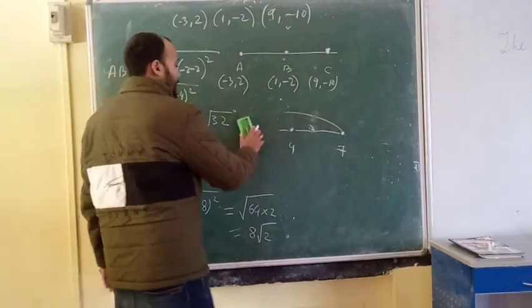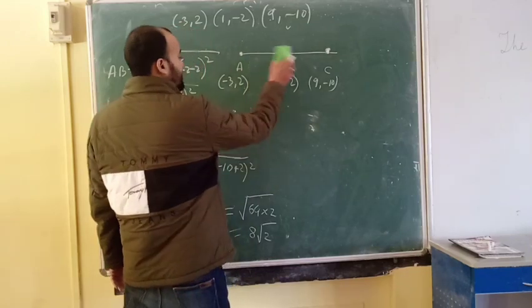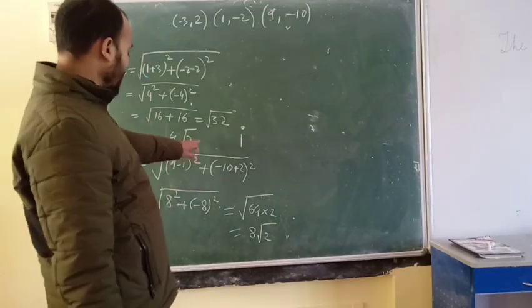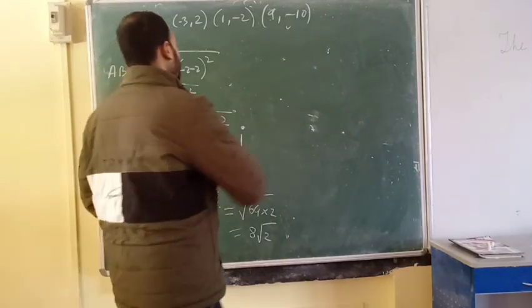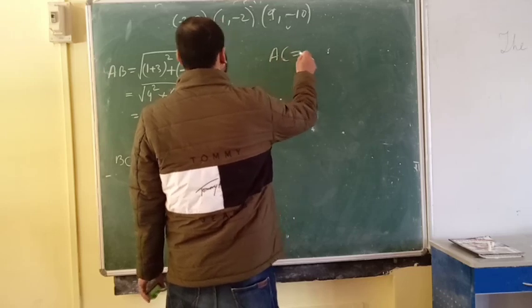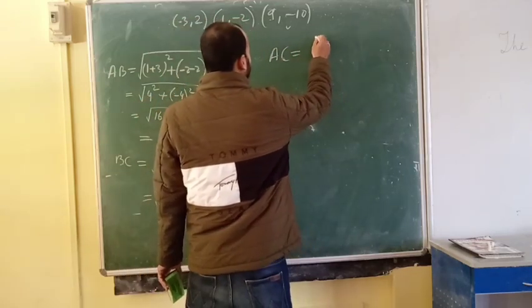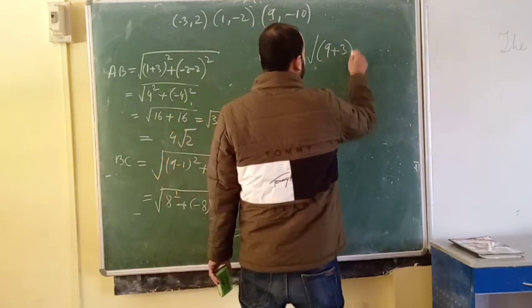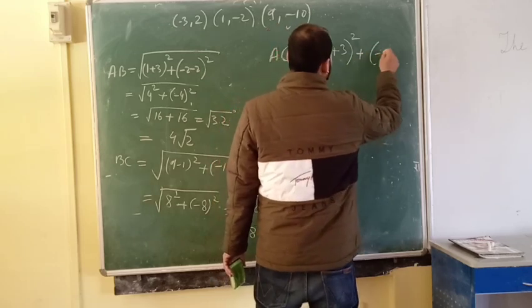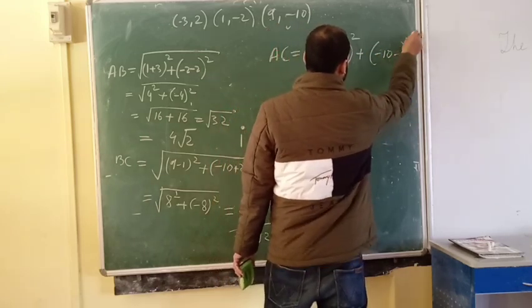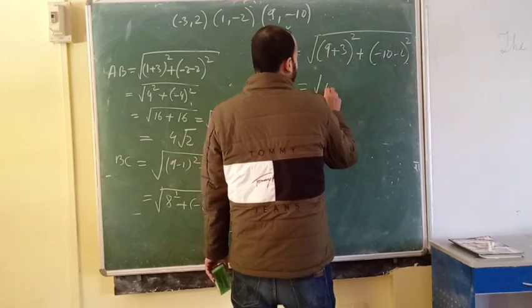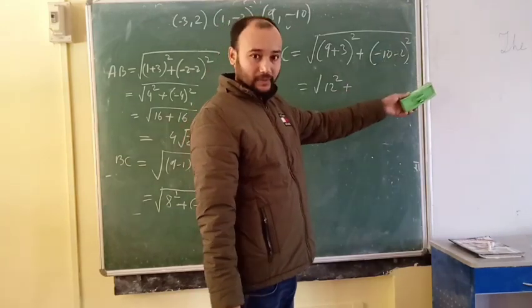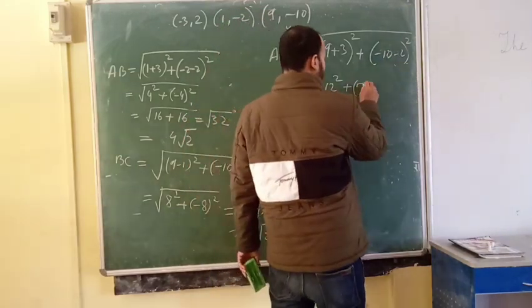Secondly, we will try to find AC. I am writing this because the points are given. If we add these two and we get AC, then the points are collinear. AC is 9 minus minus 3, so plus 3 whole square, plus minus 10 minus 2 whole square. So 9 plus 3 is 12, 12 square, plus minus 12 square.